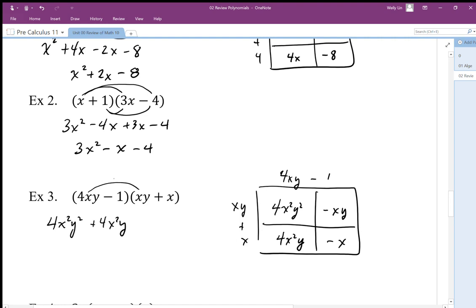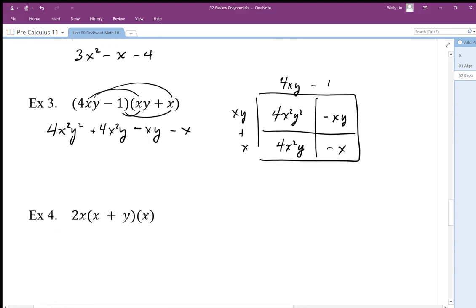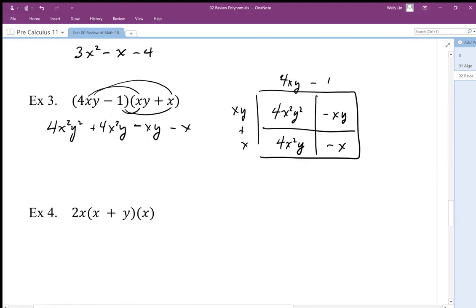So first, outside, inside is going to be minus xy minus x. And that is the best we can do because we cannot combine terms that are not like. So here when we have this 3 multiplication, we just have to make sure that every term here gets distributed when we multiply, and we just make sure we multiply correctly.